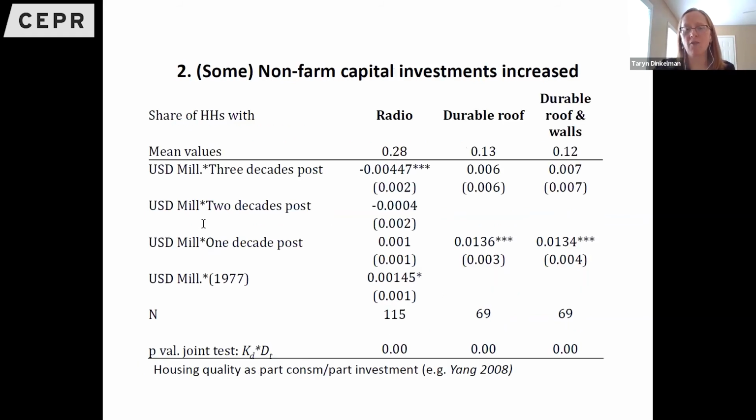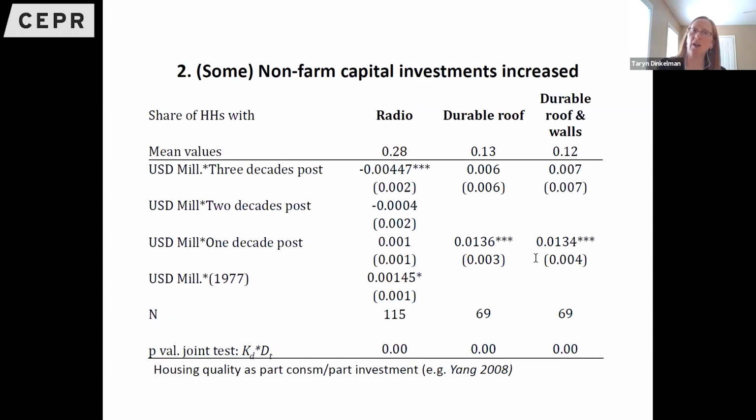In terms of non-farm capital, what we looked at was ownership of radios, and whether your house has a durable roof and walls. We look at this controlling for pre-values and then looking 3 decades after. What we find is that in districts with more money coming in, households are much more likely to own radios immediately after, and a decade after, they're more likely to have a durable roof and walls.